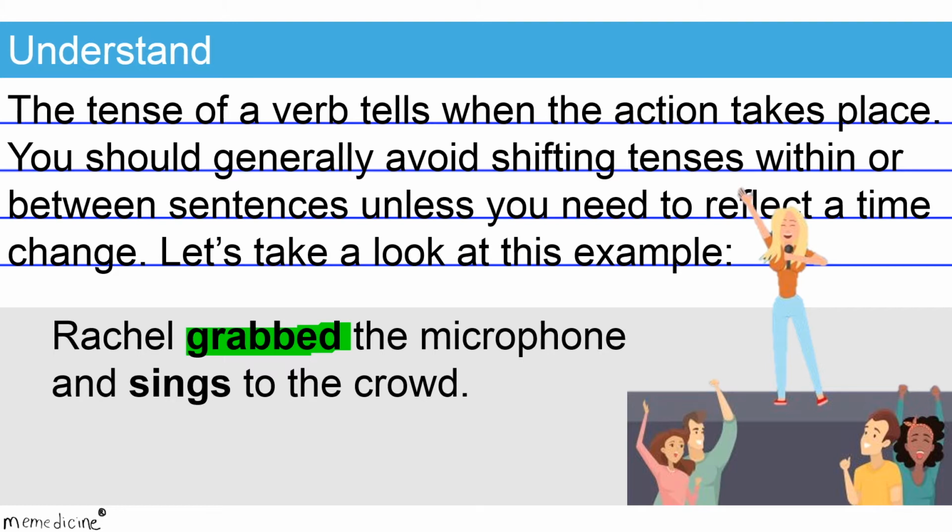However, the second verb, sings, is written in the simple, singular, present verb tense. There is no need to reflect a time change. Both verbs should be in the same tense in this instance. Shifting the tense of the second verb to its present tense verb form is incorrect, because this creates inconsistency in the overall tense of the sentence. Change sings to its simple, singular, third person, past tense verb form to restore consistency.